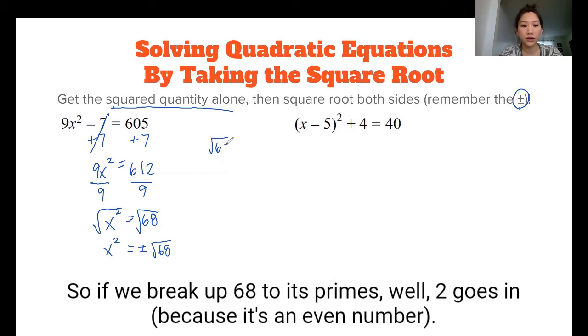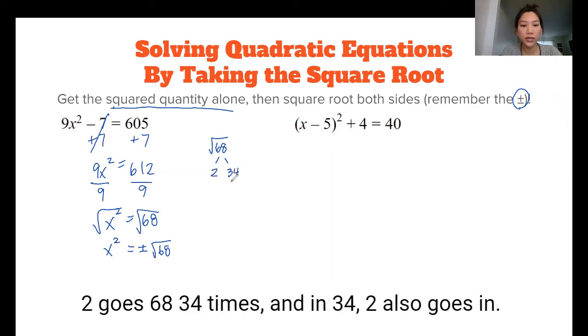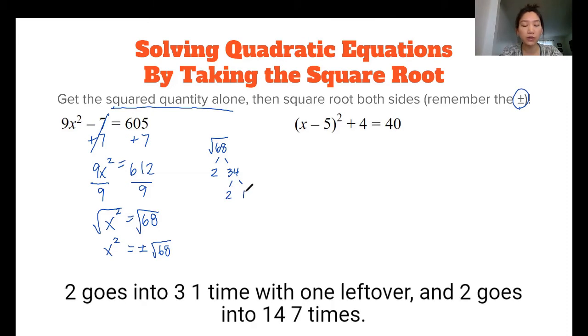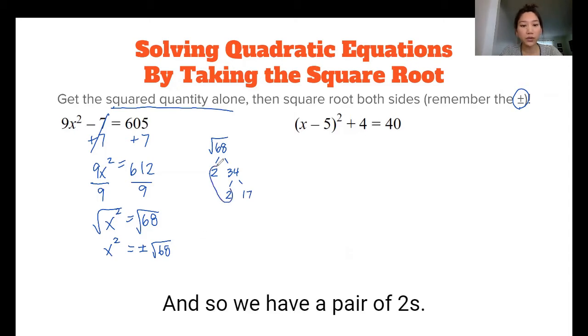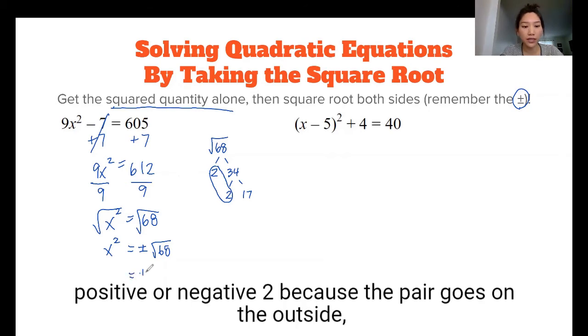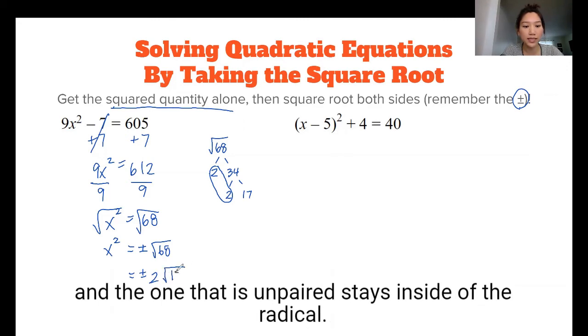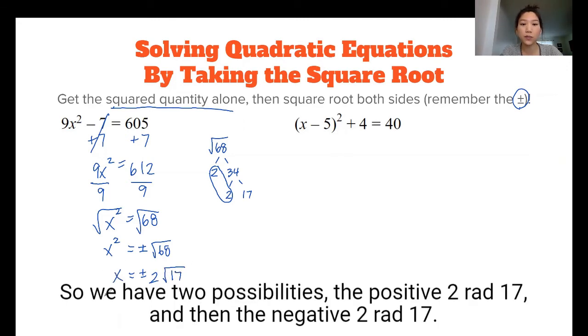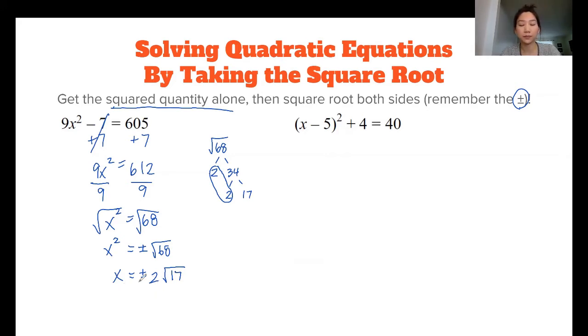So let's double check. If we break up 68 into its primes, well, 2 goes into 68 34 times, and in 34, 2 also goes in. 2 goes into 3 1 time with 1 left over, and 2 goes into 14 7 times. And so we have a pair of 2's. In order to simplify this radical, this would be a positive or negative 2 because the pair goes on the outside, and the one that is unpaired stays inside of the radical. So we have two possibilities, the positive 2 rad 17 and the negative 2 rad 17.